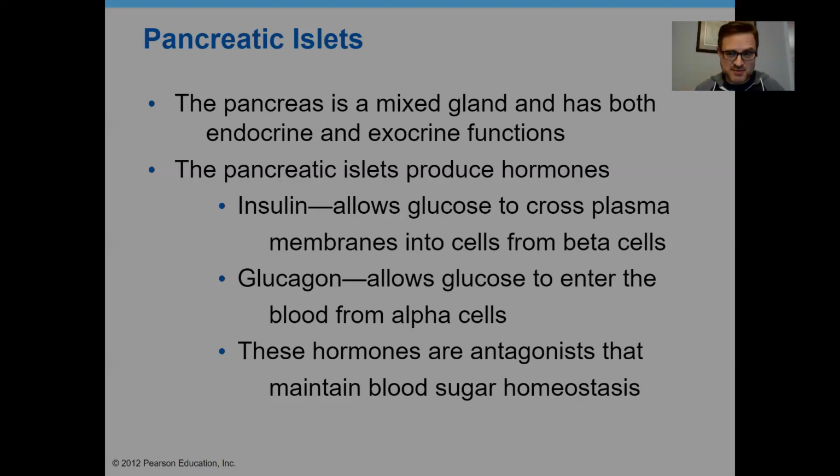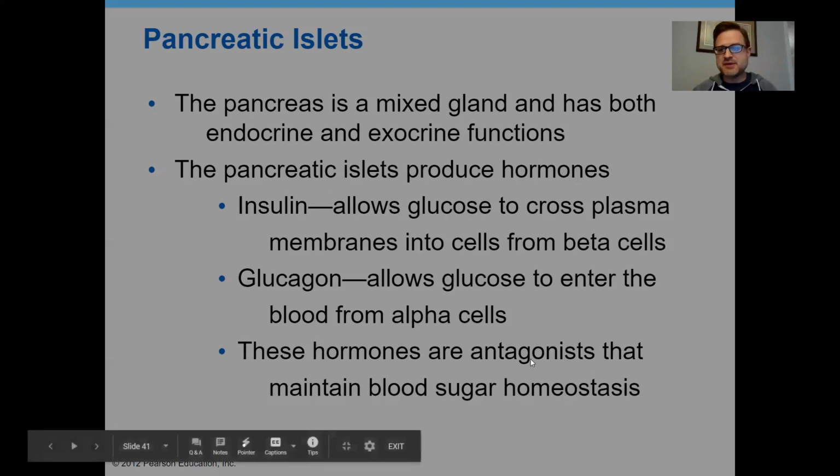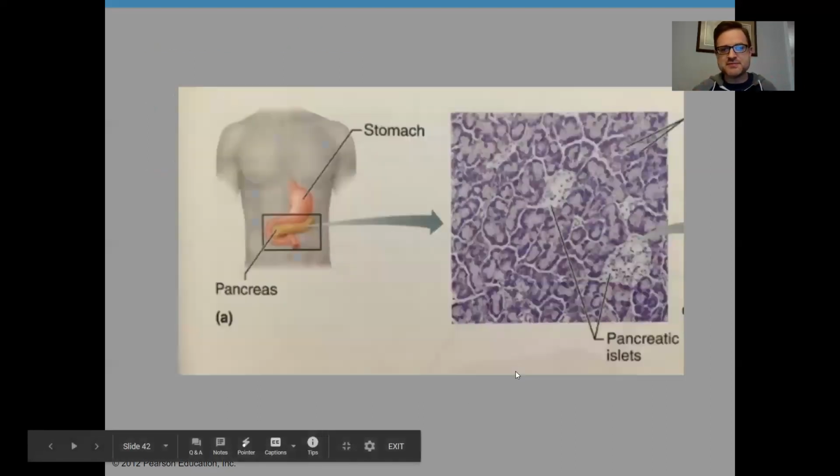Glucagon, which is also produced by the pancreas, by the alpha cells, sort of does the opposite. It allows glucose to enter the blood from cells, right? Why you would do that, we'll see in a little flow chart in a minute. So insulin lowers your blood sugar, glucagon raises your blood sugar. And again, they're called antagonists because they're balancing out homeostasis.